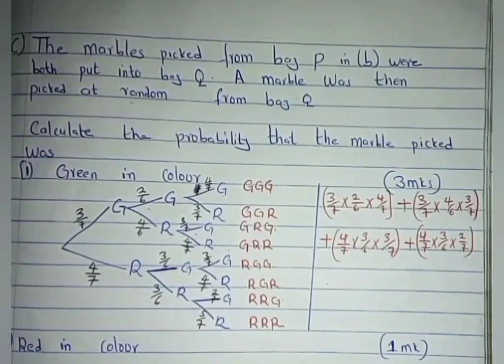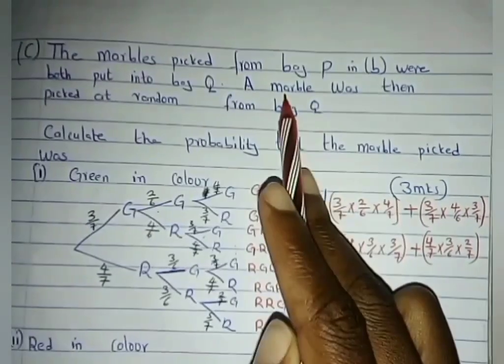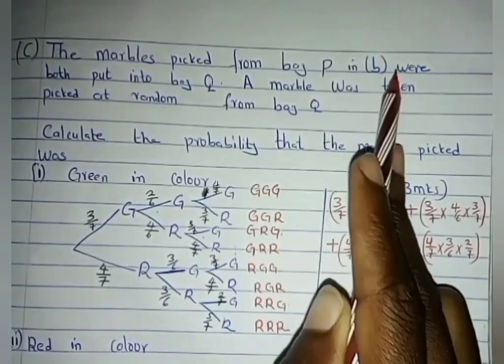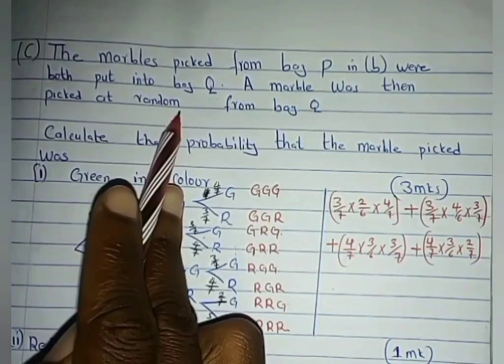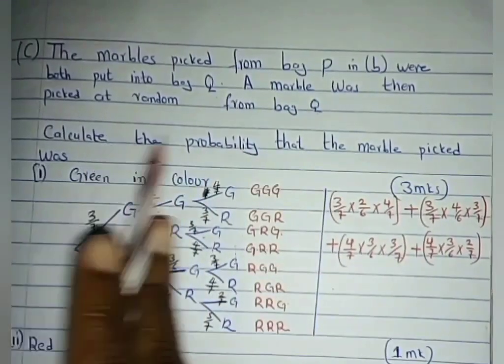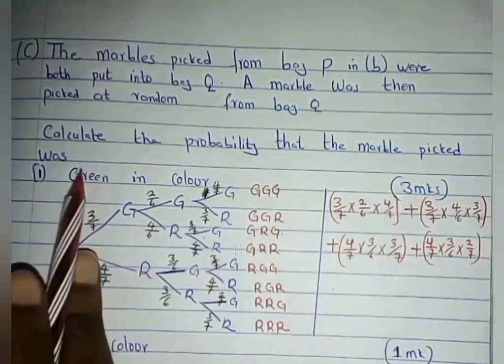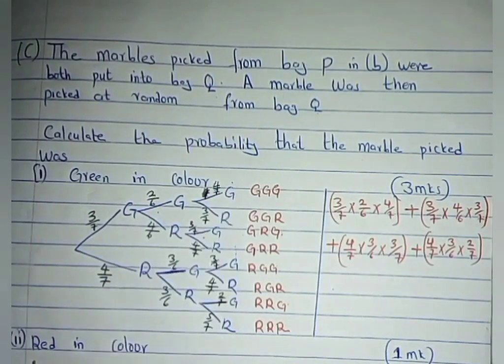Part C. The marbles picked from bag P and bag B were both put into bag Q. A marble was then picked at random from bag Q. Calculate the probability that the marble picked was, Roman 1, green in color, and Roman 2, red in color.